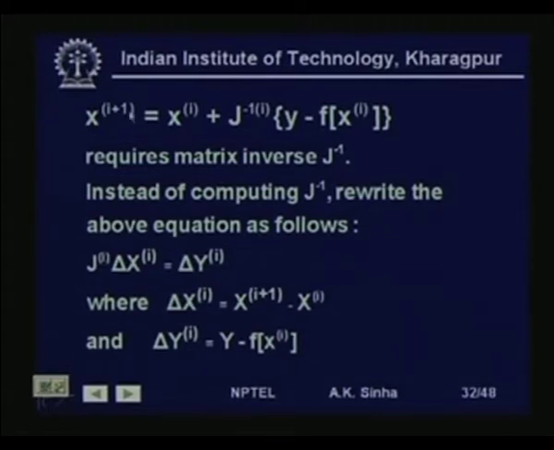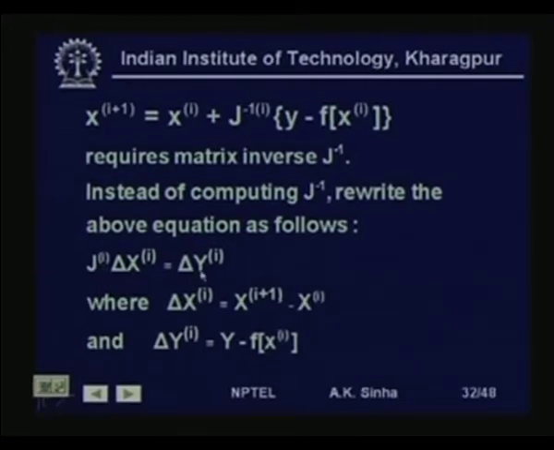Now, if we look at this expression, what we find is that we require an inverse of this matrix J. So, we need J inverse, which for a large system is going to be very large, because suppose we are taking a 1000 bus system, then we have say 2000 equations to be solved, and in that case the J is going to be almost 2000 by 2000, and taking inverse of such a large matrix is going to be very time consuming.